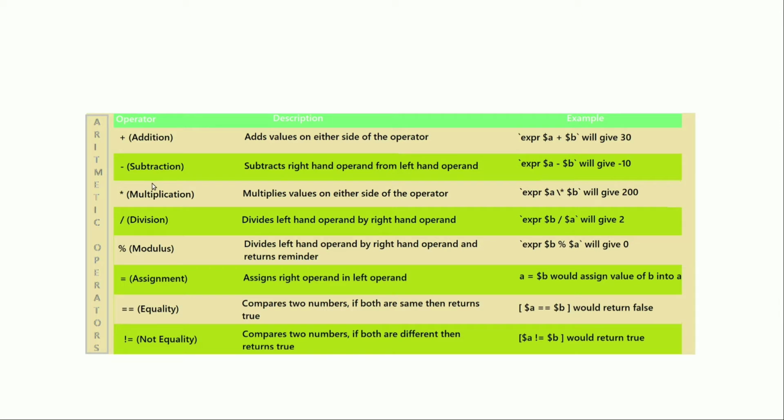Then multiplication of two numbers using expr in shell script. The asterisk sign represents all the files in the current directory. So if you use this sign for multiplication, we will get an error message. So we should escape it, like backslash asterisk for multiplication. Then this is for division, this is for modulus, equals is for assignment, double equals is for equality, and not equals is for not equality.